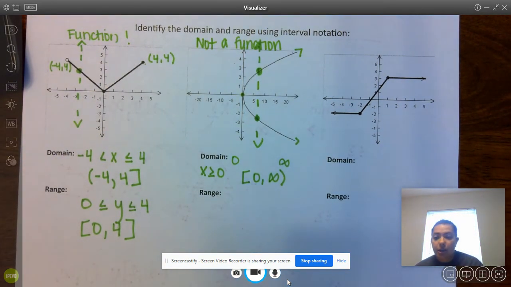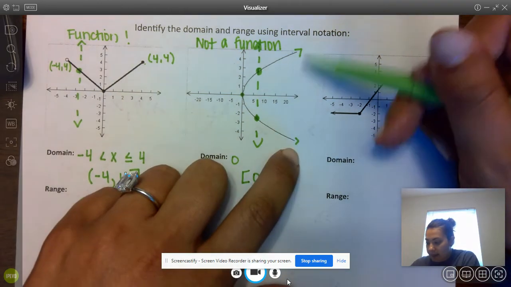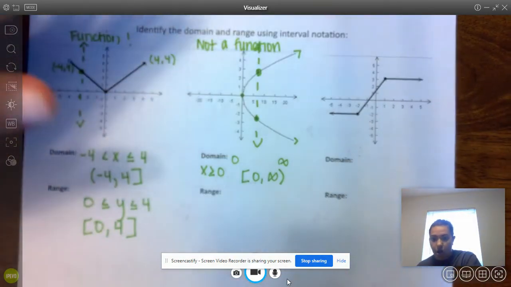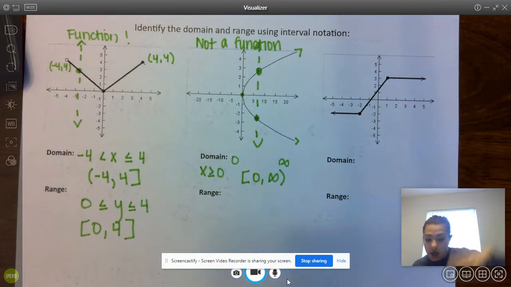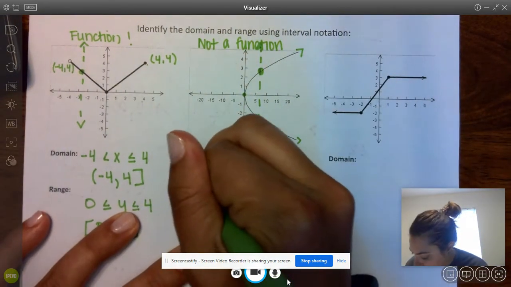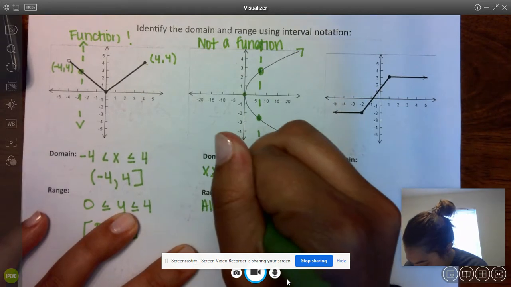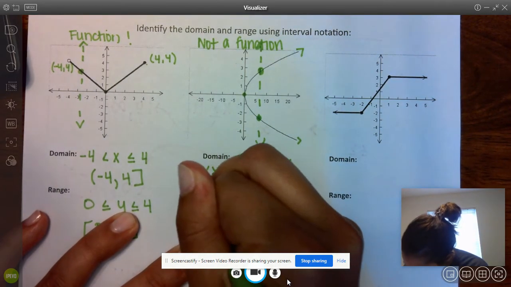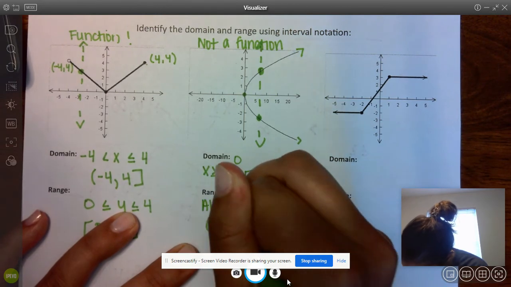Now, because your range, as we read bottom up, has those arrows, it's going to get taller and taller and taller. So really, our range is all real numbers, which we could use the symbol for, or in interval notation, it is just negative infinity to positive infinity.